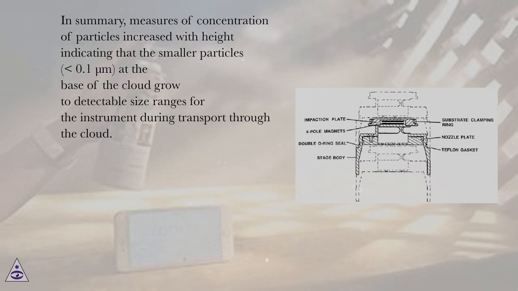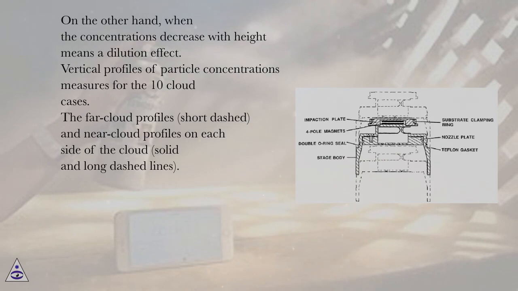In summary, measures of concentration of particles increased with height, indicating that the smaller particles, less than 0.1 micrometers, at the base of the cloud grow to detectable size ranges for the instrument during transport through the cloud. On the other hand, when the concentrations decrease with height, it means a dilution effect.